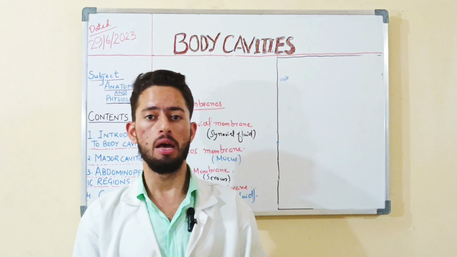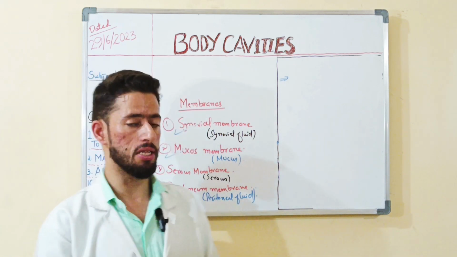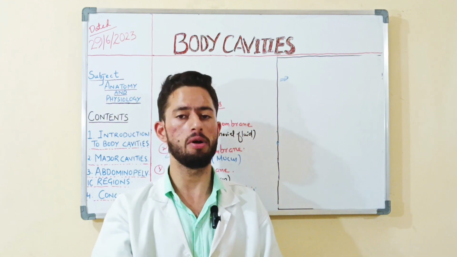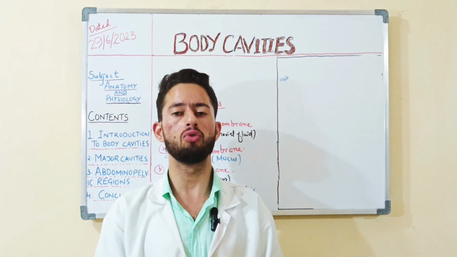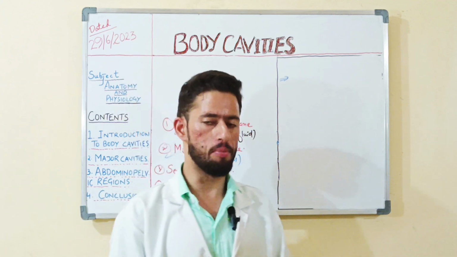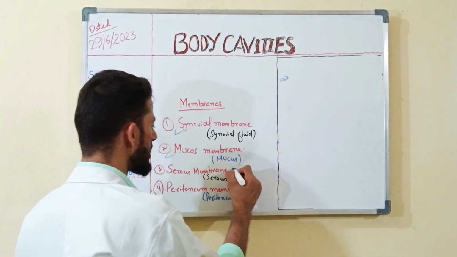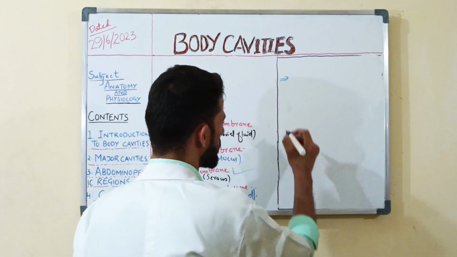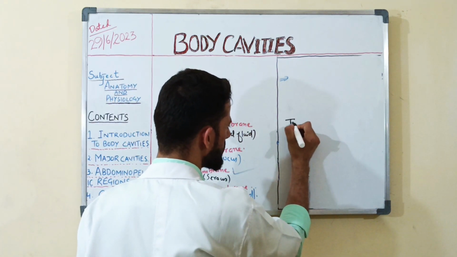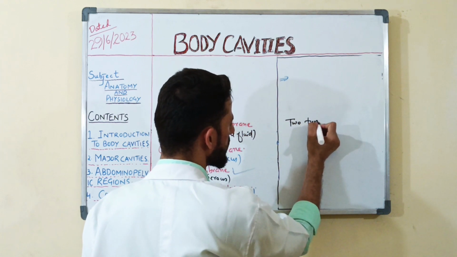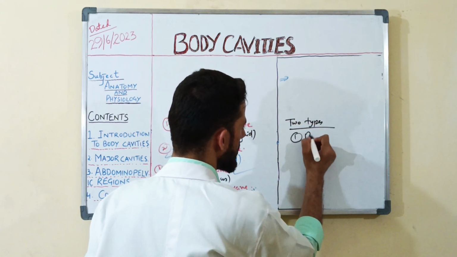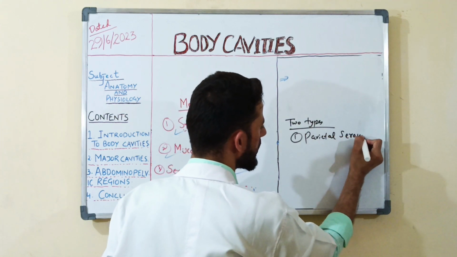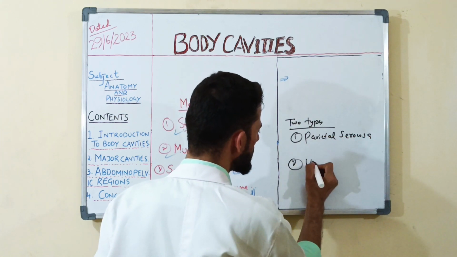If we talk about where this mucous membrane is located, we can say in your mouth, the oral cavity, oral mucosa is there. In the stomach, stomach mucosa is there. So that is where the mucous membrane is present. Now next one is the serous membrane. Serous membrane is mainly composed of two types. First one is the parietal serosa and second one is the visceral serosa.